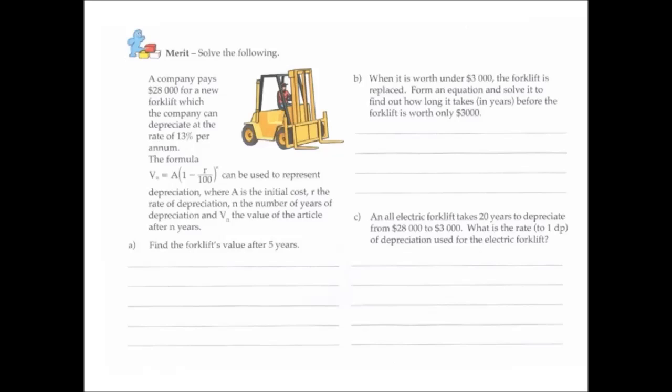And now the real life example. A company owns a $28,000 forklift. They are looking at the depreciation rate of 13% per annum. And what we want to find out in the first instance is what the forklift is going to be worth after 5 years.